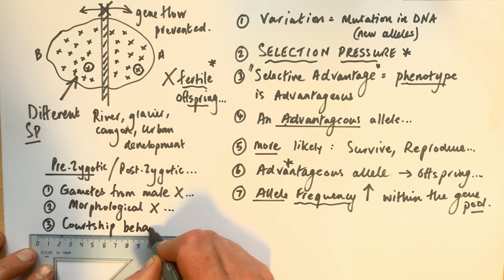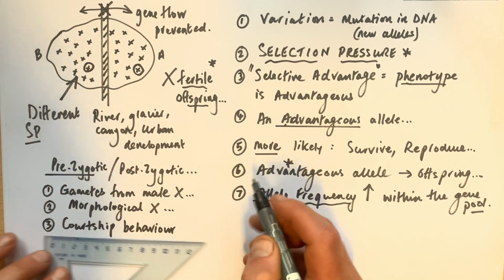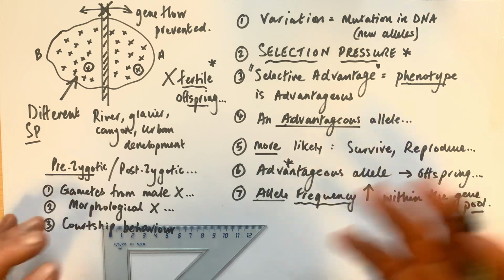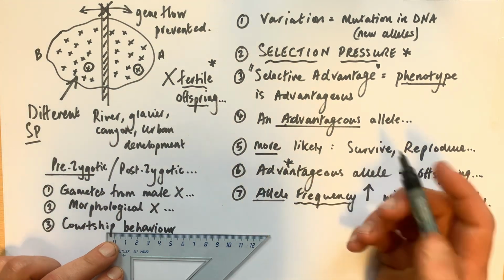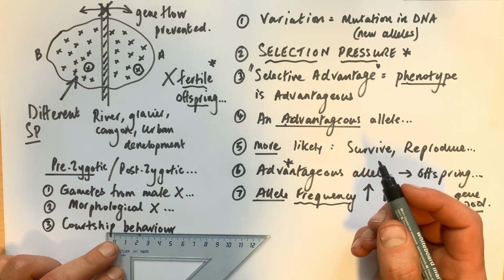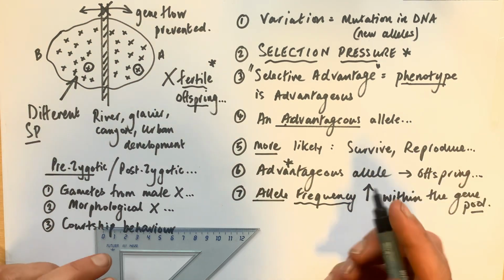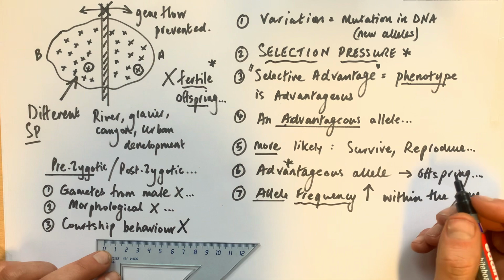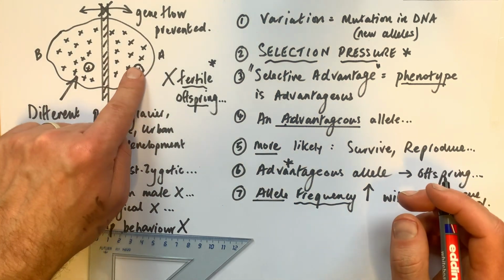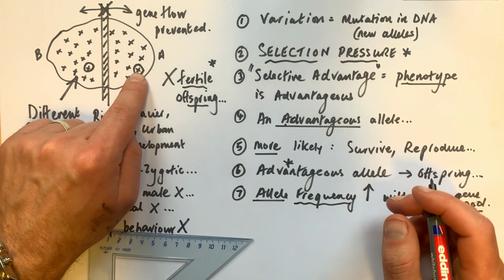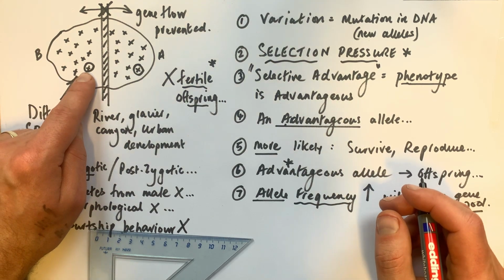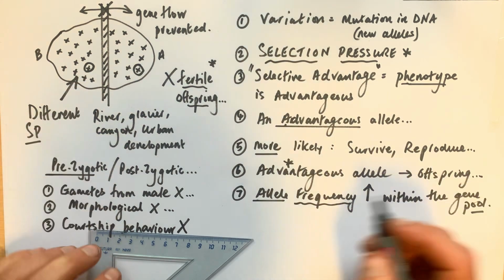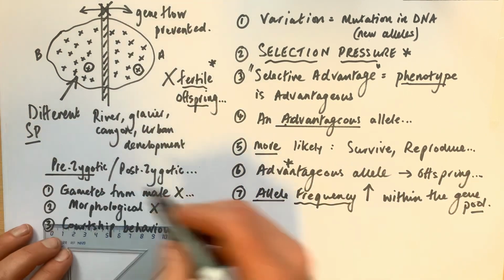So it might be mating calls to the females or mating calls to the males, depending on which way it works, are not now recognised by the other sex of that species, and therefore they can't interbreed. So courtship behaviour might be different. So the female of population A might not recognise a mating call or the coloration of the feathers, for example, of a male from population B, so they can't reproduce. And again, that's pre-zygotic.